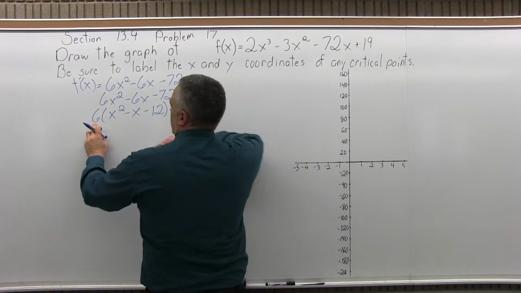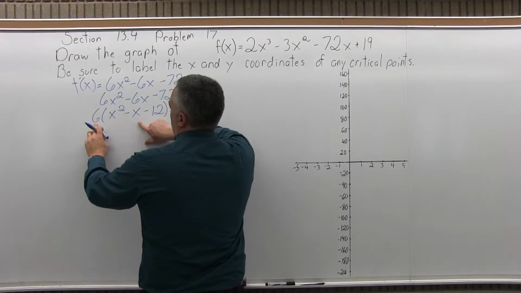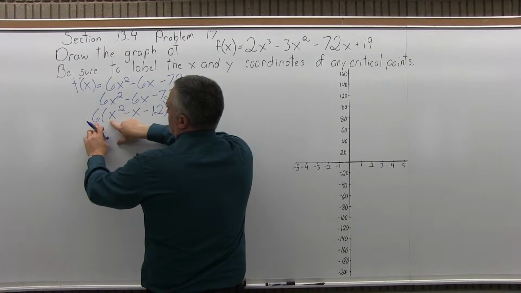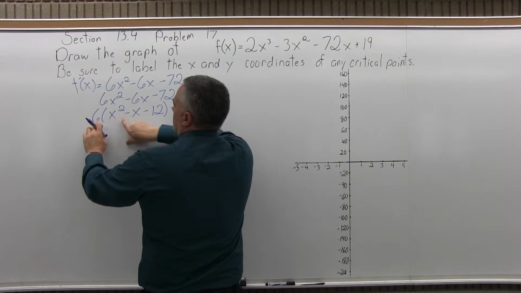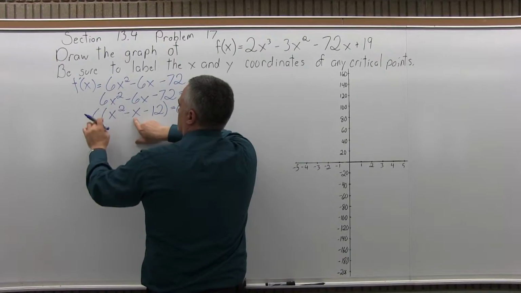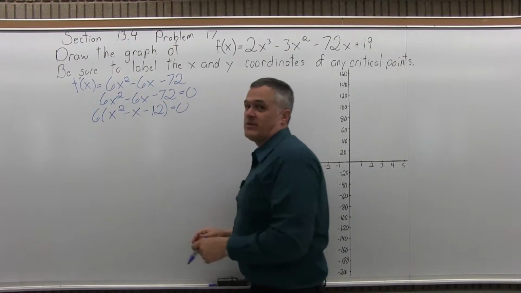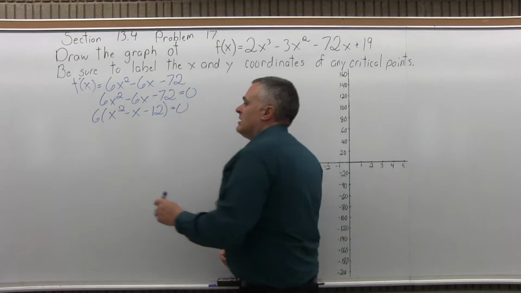And again, you can check that. The 6 in front of the parentheses times all the pieces inside should give you back what you started with one line above it. 6 times x squared is 6x squared. 6 times negative x is negative 6x. 6 times negative 12 is negative 72. And again, you have to pay attention to the signs.